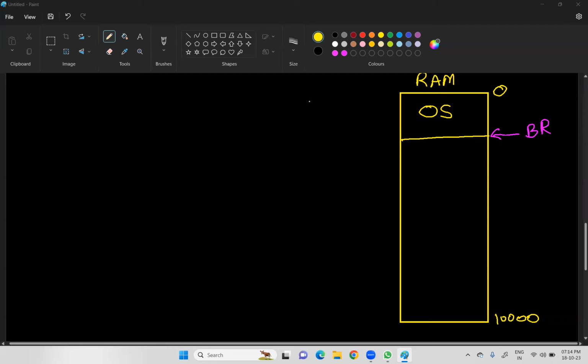Let me draw something here for you, then you could understand what I'm speaking. For example, your process 1 can be stored right from here to here. That is the process P1. It starts at 200 H and ends at 700 H, for example. So out of this, the smallest address location will be 200 H.